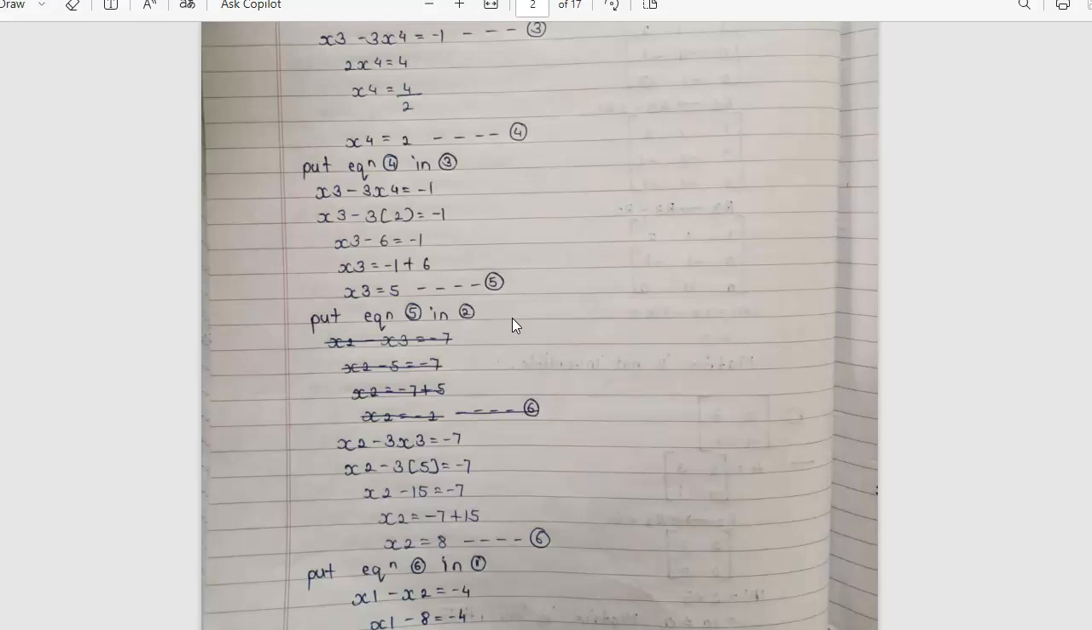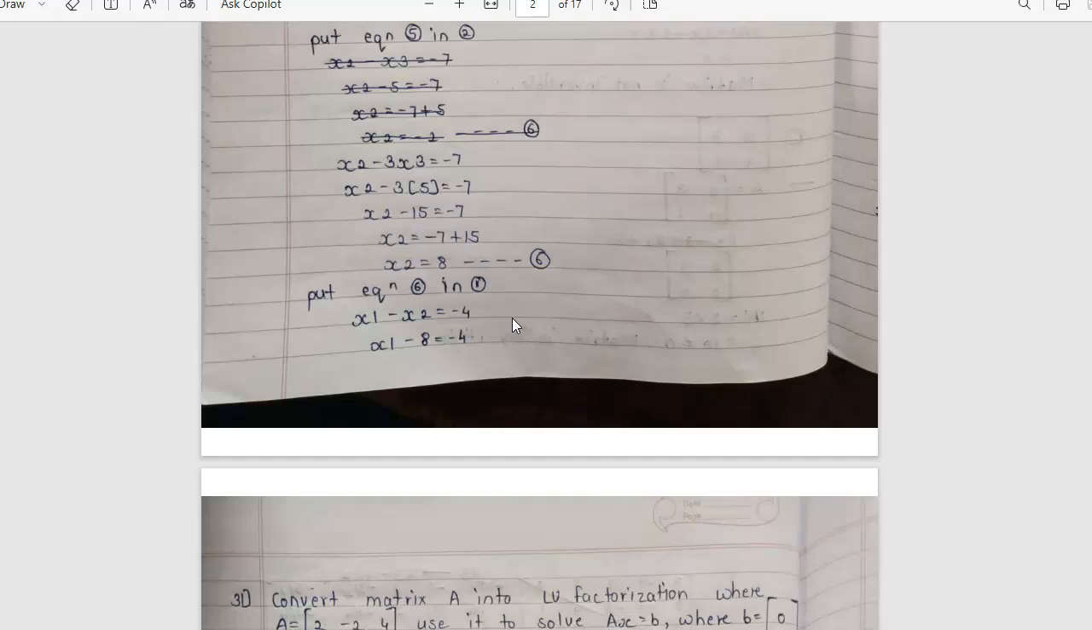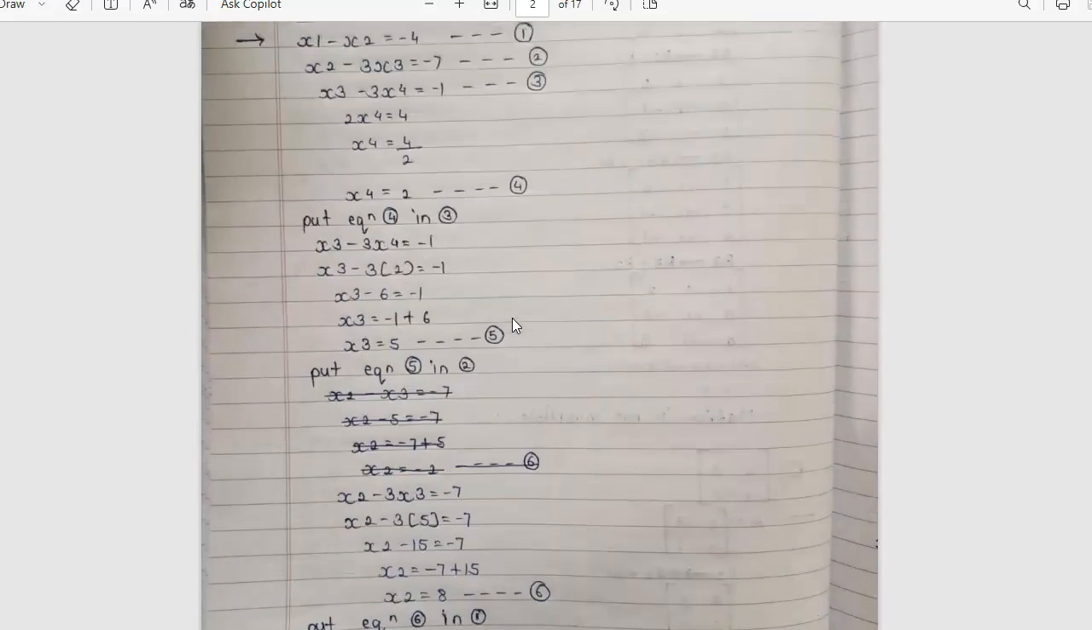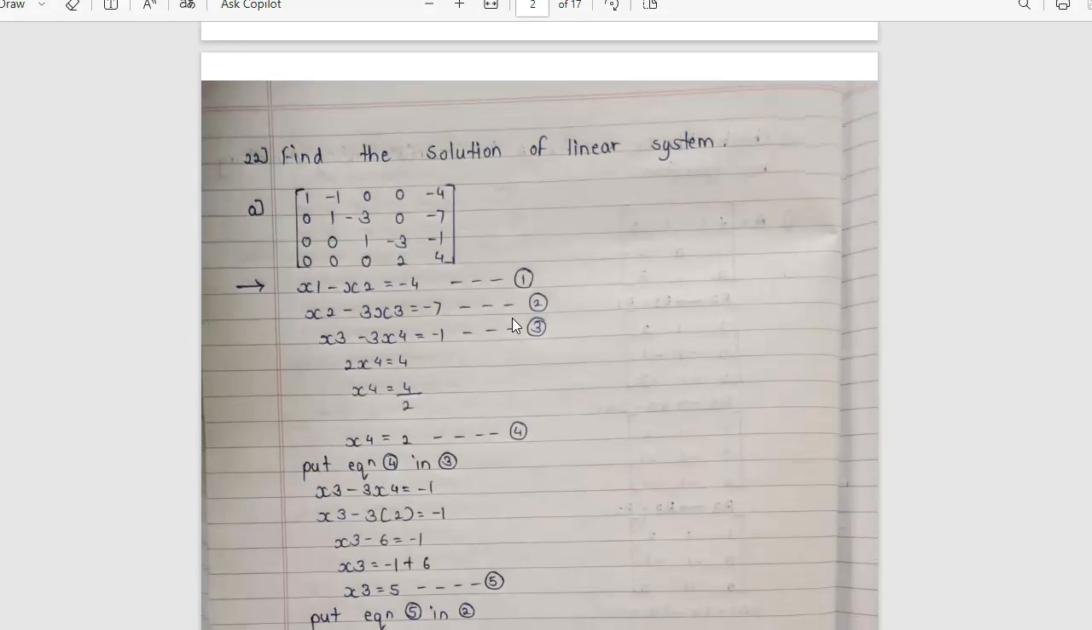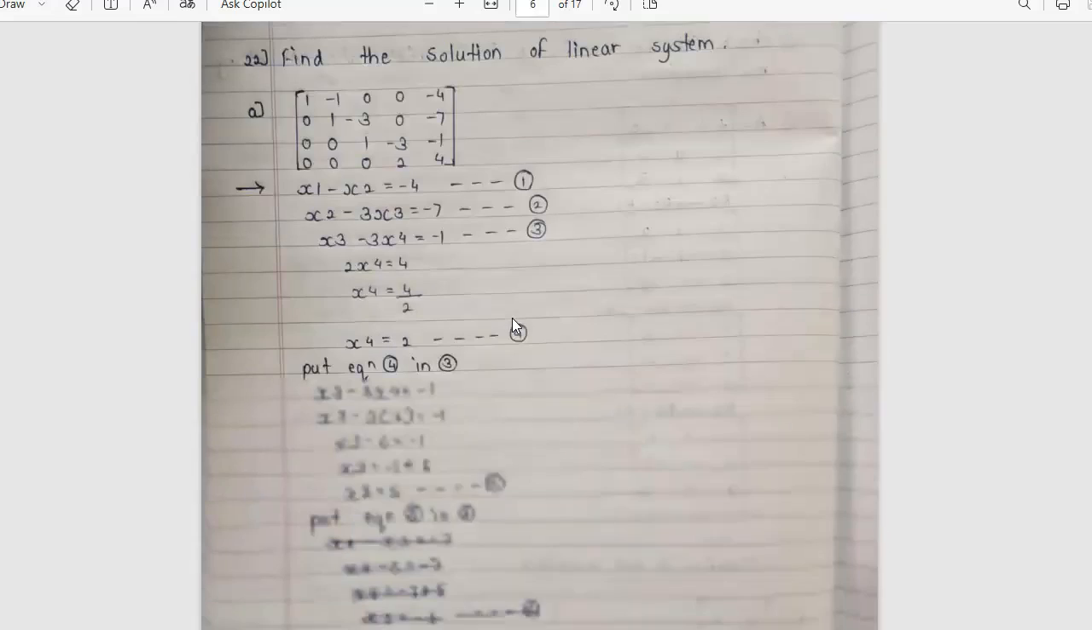So put the value of x2, which is equal to 8, in equation 1. We get the value of x1 equal to minus 4 plus 8, that is 4. So x1 is equal to 4. Okay, so this is the solution of the linear system. Also, another type of solution system.